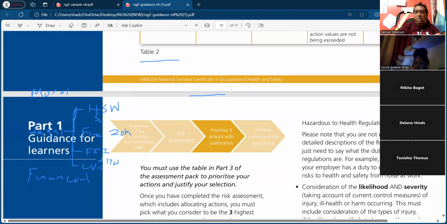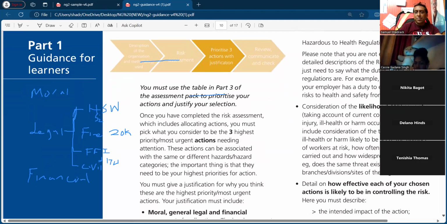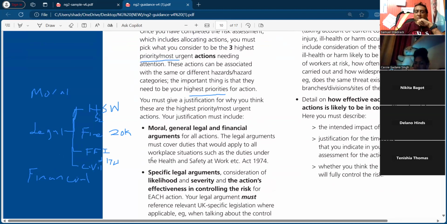But it makes it difficult for me now to tell you what I've always been saying, because a matter came up that seemed to suggest that the syllabus was wrong. Because look, have it here, right? The legal argument must cover duties that would apply to all workplace situations, such as the duties under the HSW Act 1974, right? So all my students have been doing that. We've been following the syllabus, right? And strangely enough, one person alone did that too. So I figure it's something with the examiner. But like I said, it's a pending matter.